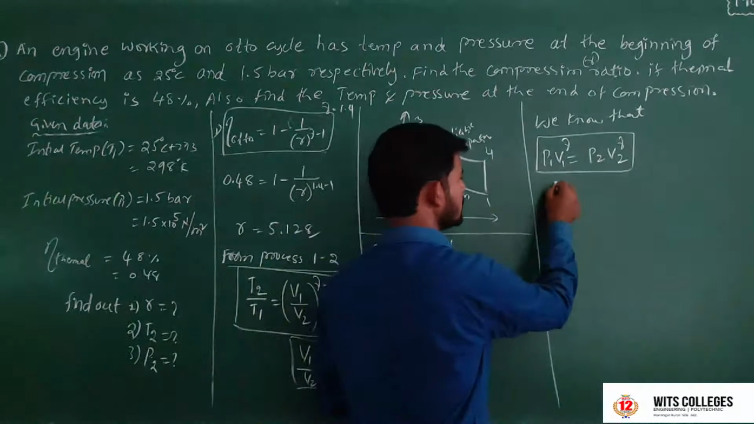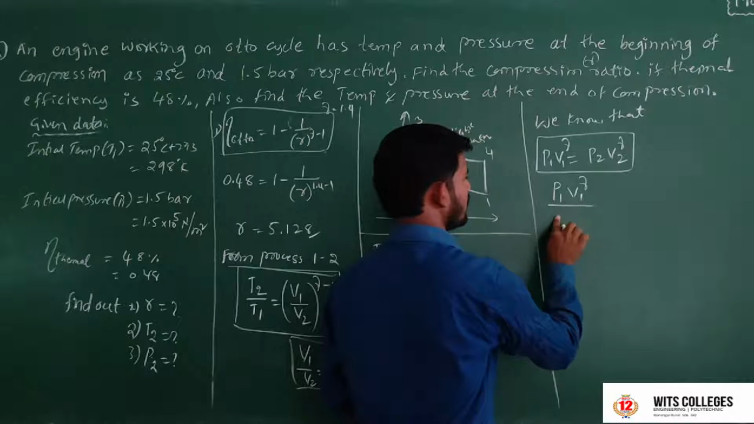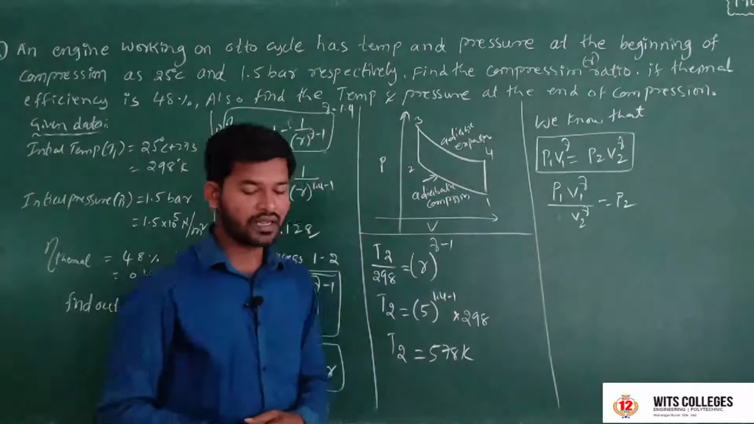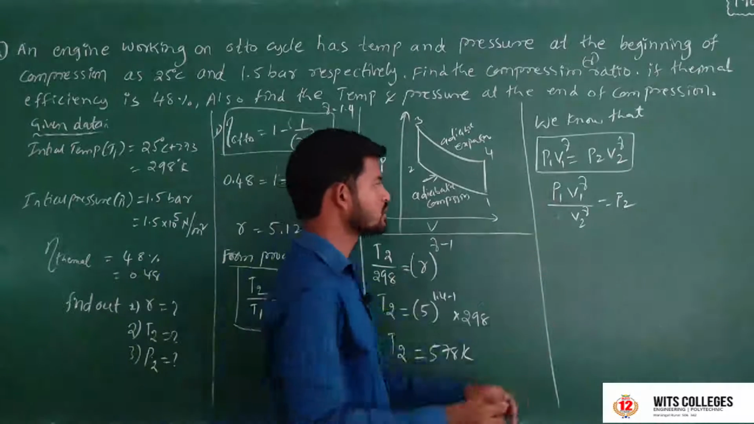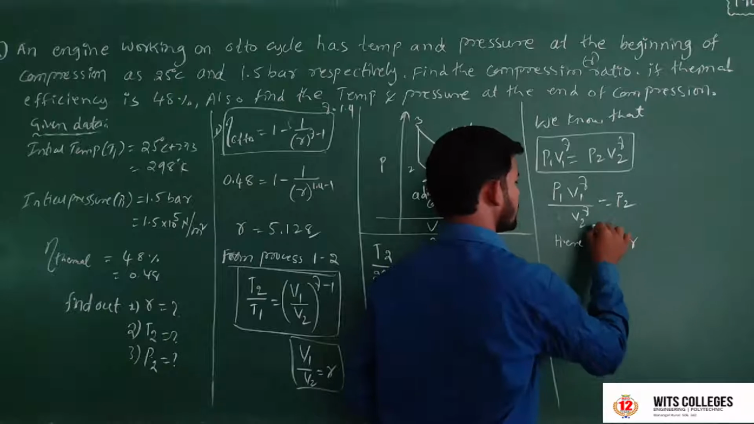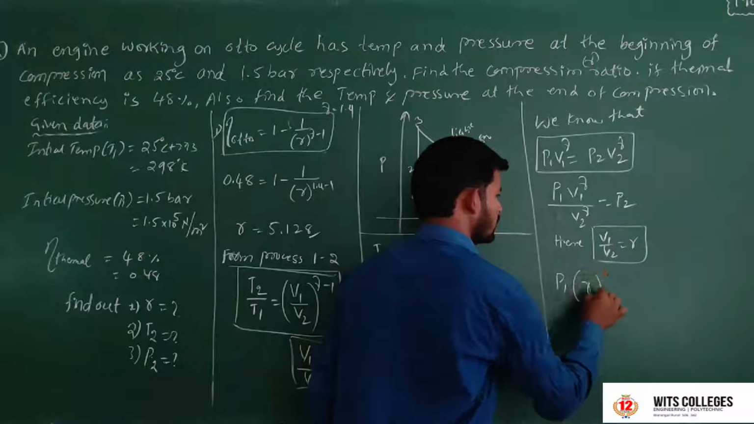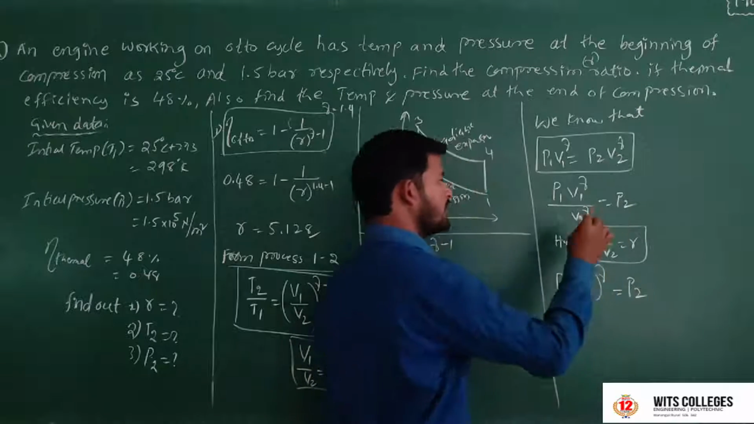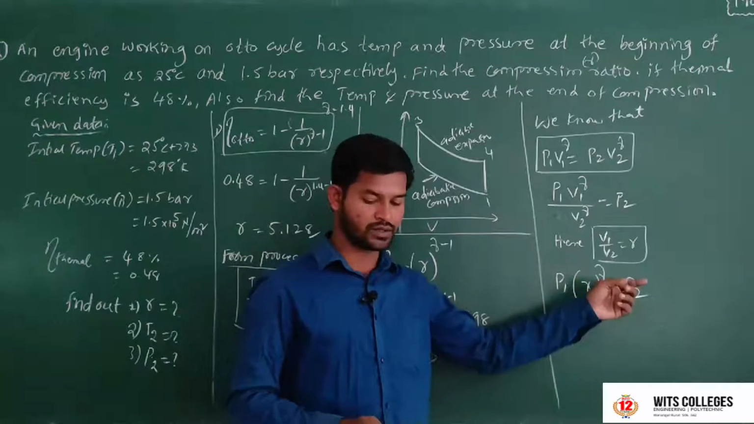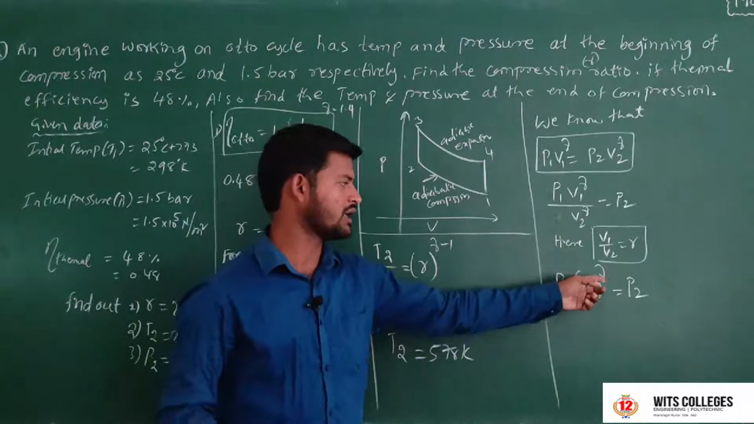P1 V1 to the power of gamma by V2 to the power of gamma equals P2. Here we know the value of V1 by V2 equals r. Then P1 into r to the power of gamma equals P2. Here I will substitute the r value. Substitute all these values in this equation. We know the P1 value and r value, and gamma equals 1.4.